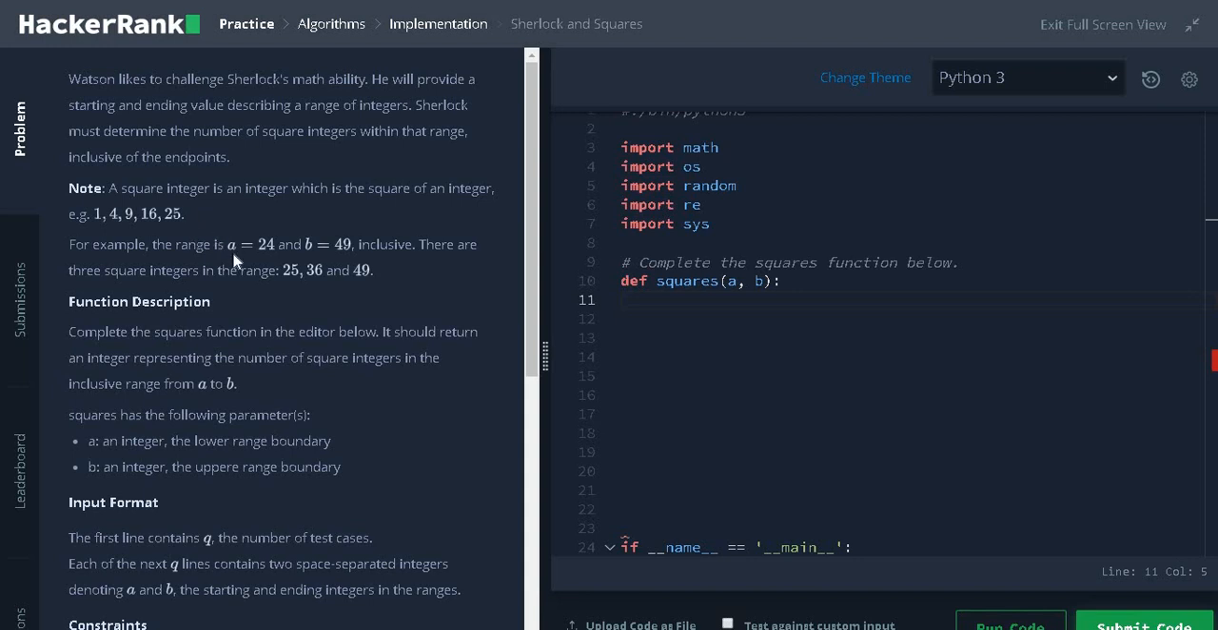Let's see an example. We have the starting range, that is 24, and the ending range is 49. Remember, it is inclusive. There are 3 squares in the range, that is 25, 36, and 49.